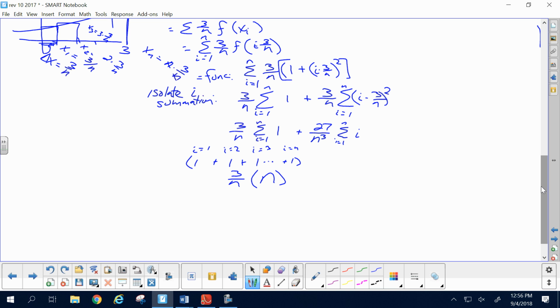Cool? The 27 over n cubed, that means when i equals 1, you get 1. Add that to when i equals 2, you get 2. Add that to when i equals 3, you get 3. You would add all those numbers until the last number, n. Now that's a little more complicated because it's not just constant. 1 plus 2 plus 3 plus blah, blah, blah, blah.